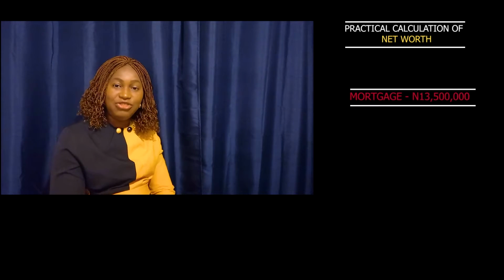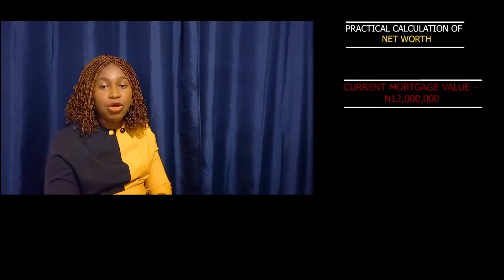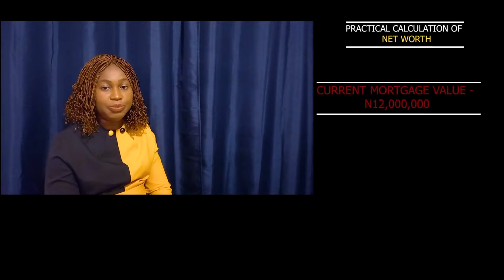So now we're looking at his total debt. So Sammy has a mortgage, which he actually took for 13.5 million when he wanted to buy his house, but he has been able to pay 1.5 million out of it, so the current value of the mortgage is 12 million. Sammy also has a business loan of 100,000.